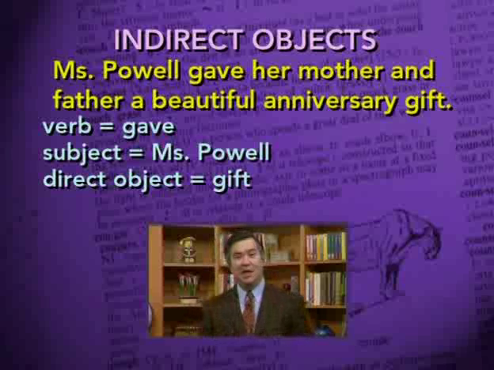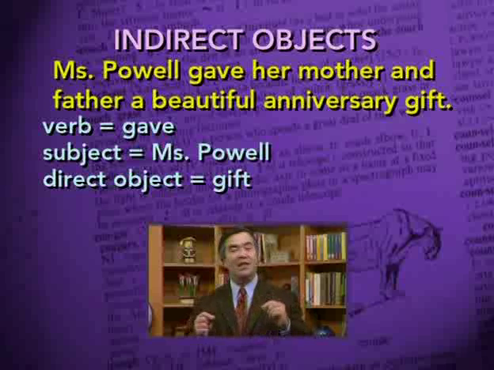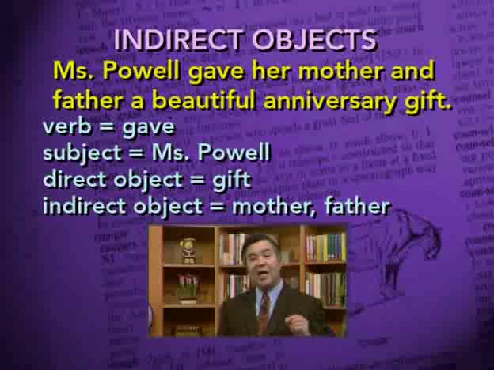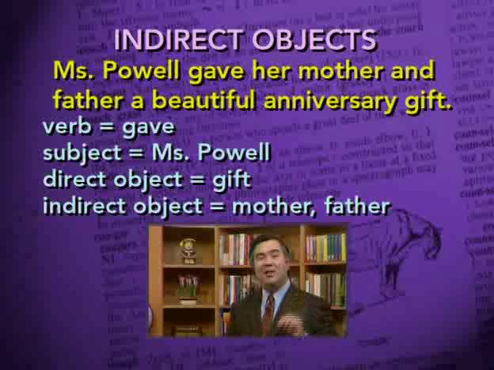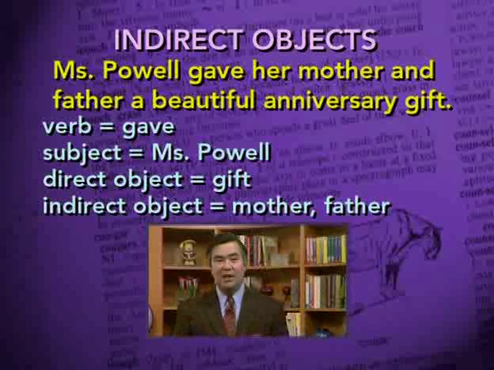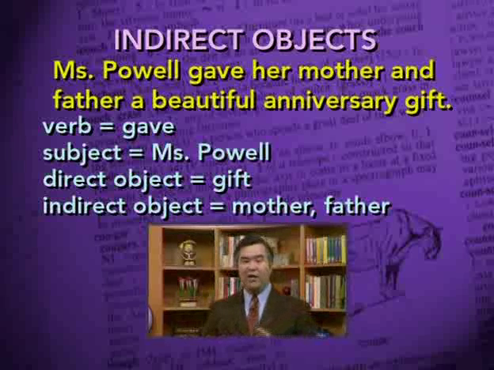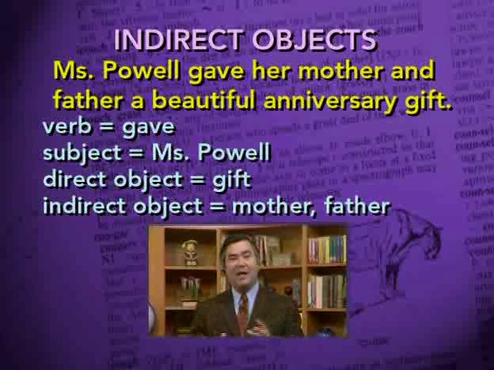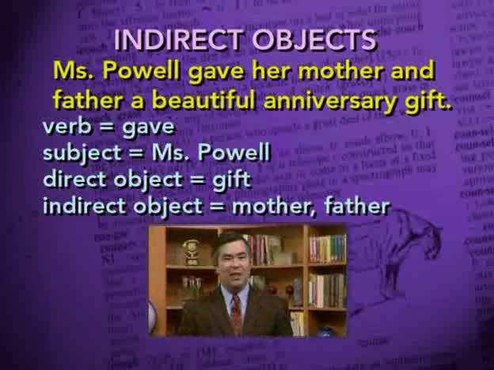Now, to whom did she give the gift? That is, what's the indirect object of the verb gave? The answer is mother and father. There are two indirect objects in this sentence because there are two people to whom the gift was given. Those two words, mother and father, joined by the coordinating conjunction and, go together to make up a compound indirect object in this sentence. Try your hand at the next exercise in your study guide, which will give you a chance to practice the skills and information we've just shared with you.